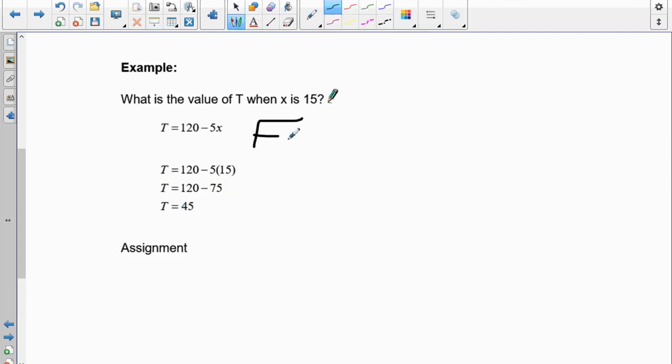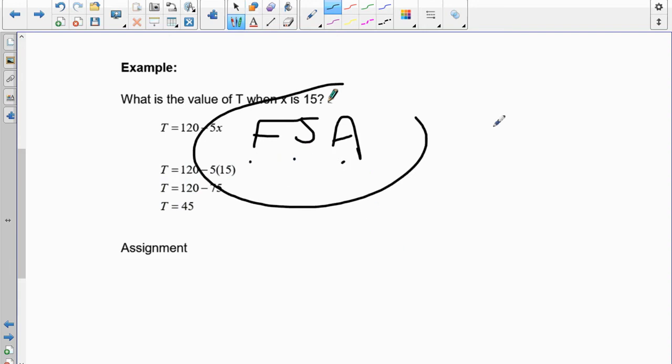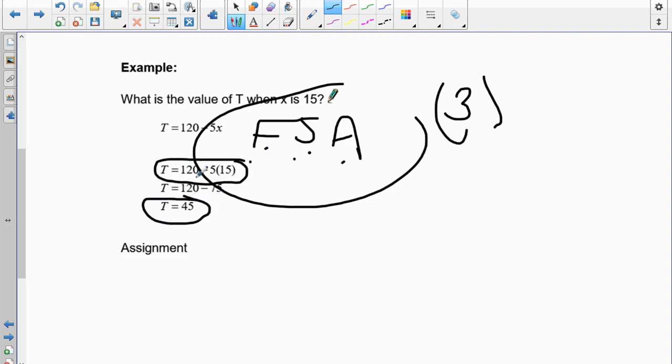Now in your notes you'll see me write FSA. Don't forget this, okay? Formula, substitution, answer. You'll also see that almost all of those questions are worth 3 marks. So don't forget: the formula, the equation, goes down first. Then you put your substitution step in right here. And then your answer. So these are the 3 things that are going to be evaluated. 1, 2, 3. Okay, so let's get the assignment done, and we'll see you in 4.2.